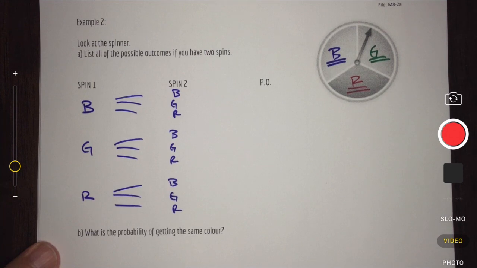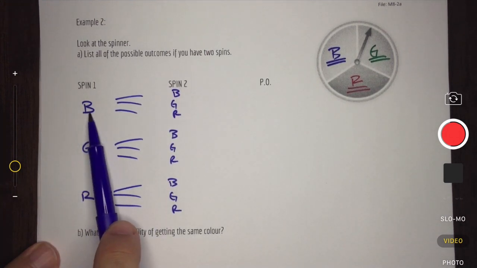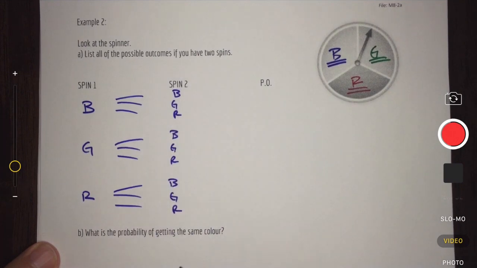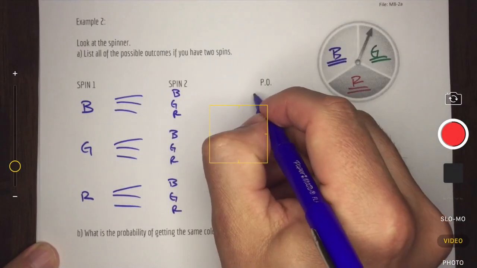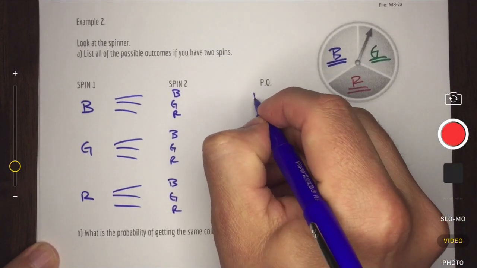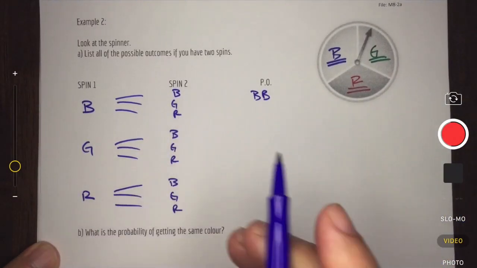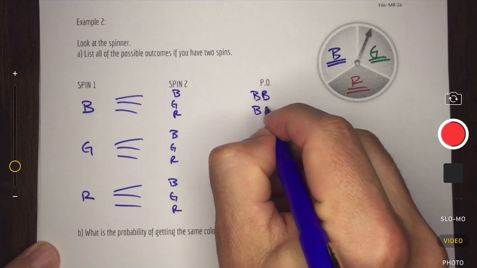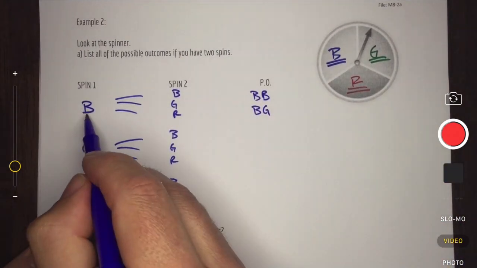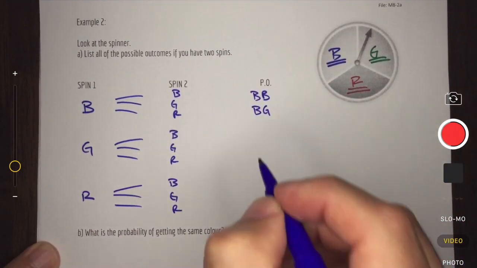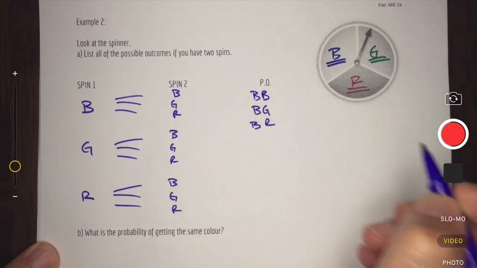So if I land on blue in my first spin and blue in my second spin, I can say that one of my possible outcomes is to land on blue, blue. If I land on blue and then in my second spin green, I can land on blue, green. And if I land on blue on my first spin and red, I can land on blue, red.